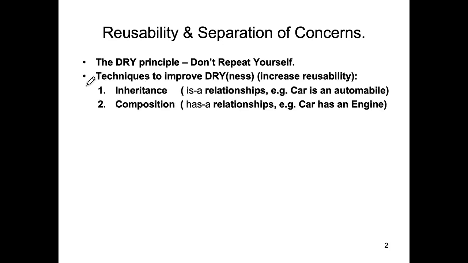Now, in very general terms, there are two techniques available to us for improving the dryness of our code. One is called the inheritance approach, and the other is called the composition approach. This is a way of how you might approach modeling the particular problem domain that you're developing a software solution for. The inheritance approach towards modeling your problem domain is to look for what are referred to as is-a-type relationships in your problem domain.